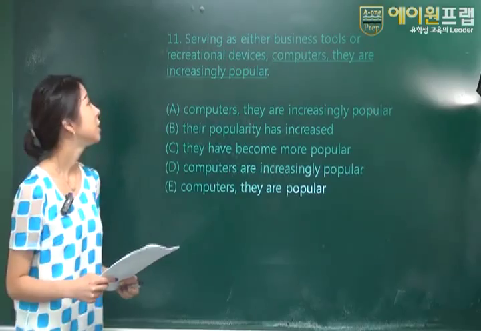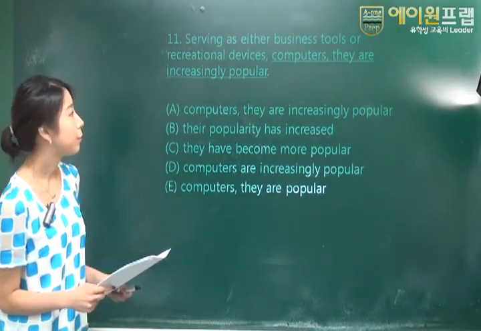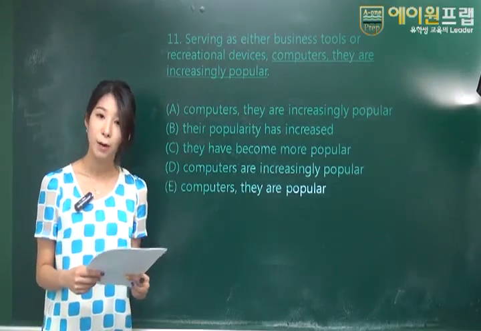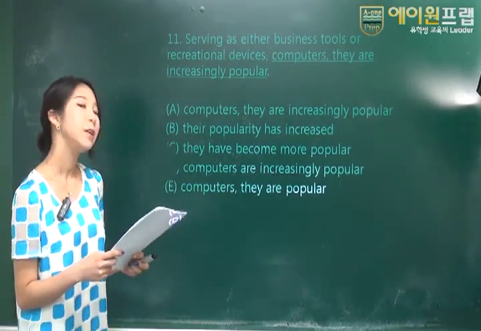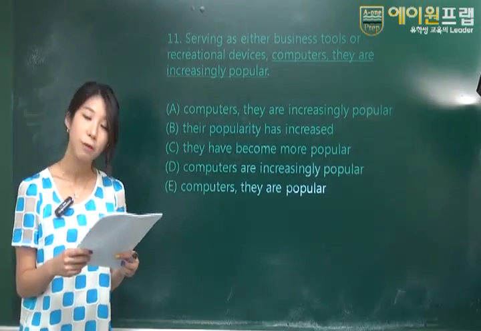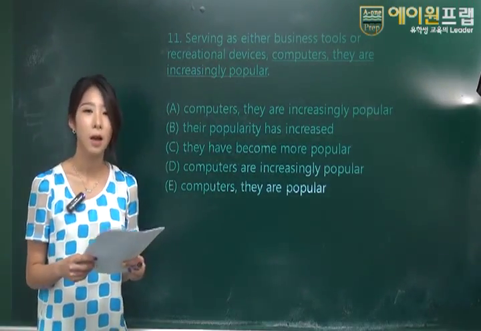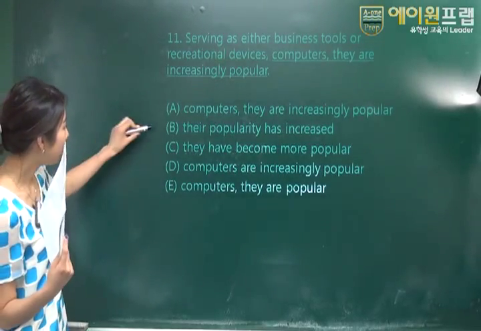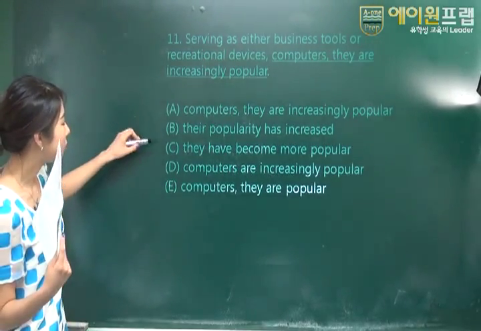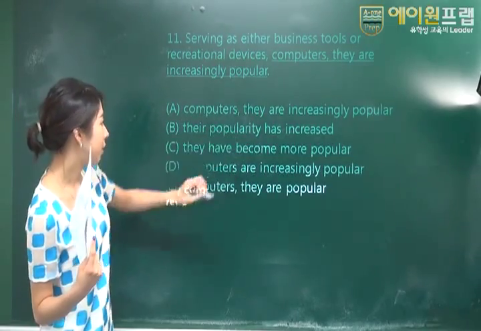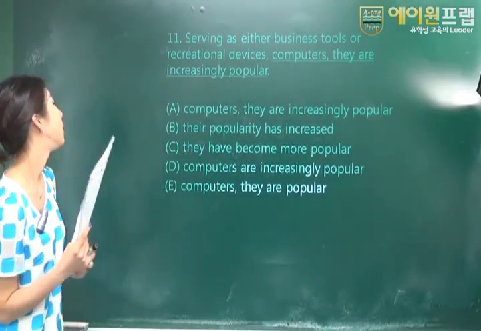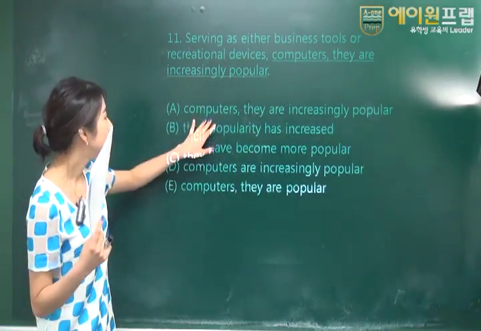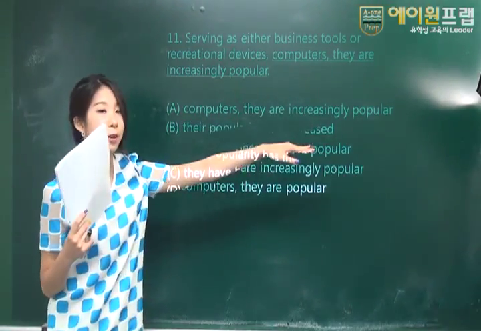So question 11, serving as either business tools or recreational devices, computers, they're increasingly popular. It's an easy question, I would say. So, serving as either business tools or recreational devices. So what are we talking about? Computers, right? So obviously we can take B out because it's talking about their popularity, right? So, let's look at A. What's the problem with option A? Computers, comma, they're increasingly popular.